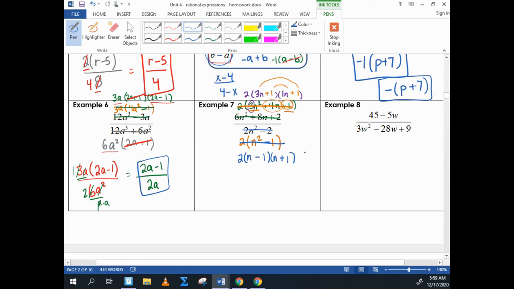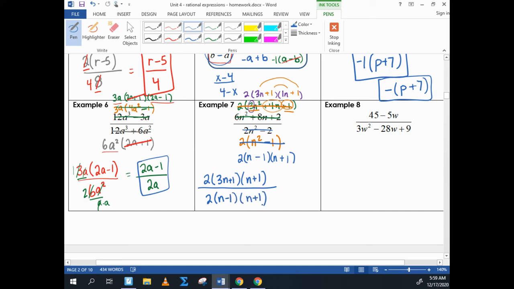Some people like to write it all out. Maybe I should even do that on this one. So once I get it all factored, if you want to go ahead and just write it so you can see it a little bit better, since these are kind of far apart. I've got 2 in the top, a 3n plus 1, and an n plus 1. You don't really need that 1. In the denominator, I've got a 2 times n minus 1 times n plus 1.